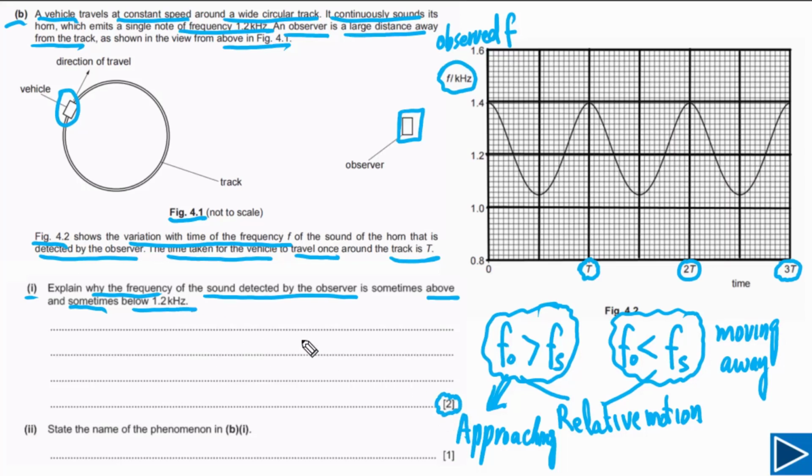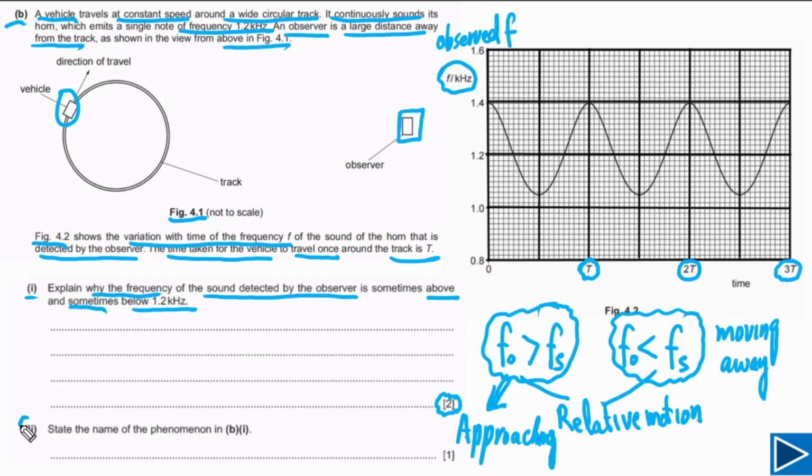So it's asking you to explain why. One thing you can explain: when there is a relative motion between source and observer, we will perceive the observed frequency higher or lower than the frequency of the sound produced by the source. Next, you need to explain when it will be higher: if the source is approaching, and it will be lower when the source is moving away from the observer. So these 2 points simply you have to write down to get 2 marks.